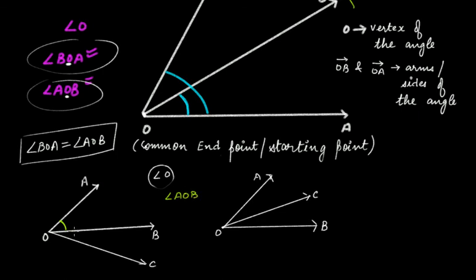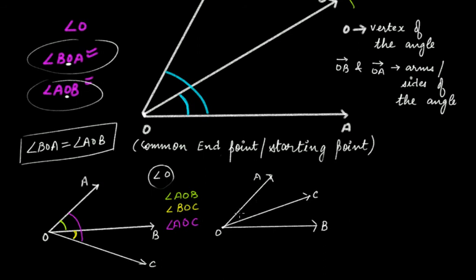This will be another angle between this ray and this ray. This will be angle BOC, and we'll have another angle, that is this angle between this ray and this ray. So this will be angle AOC.